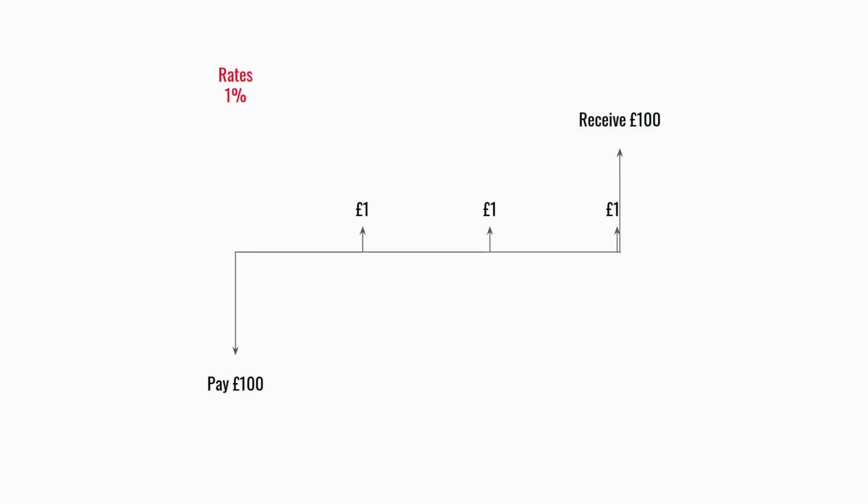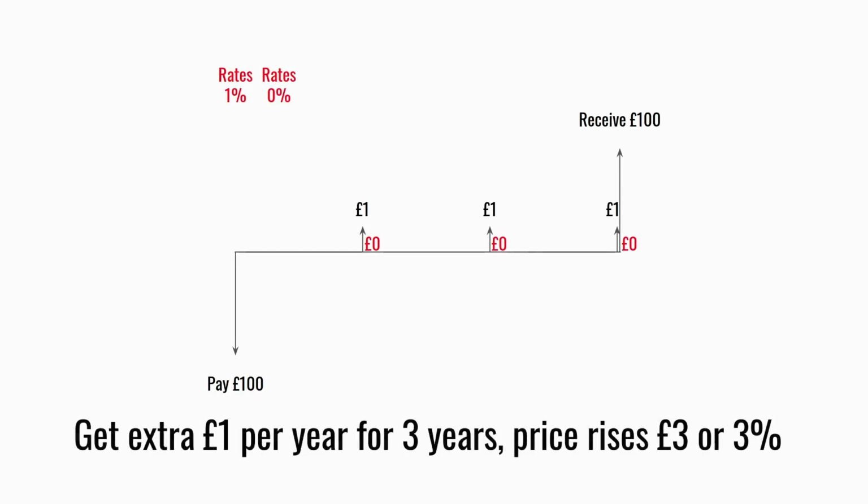So if instead of rising, interest rates had fallen to 0%, as they have in many developed market countries, then everybody else would be getting 0 coupon. And our bond suddenly looks very attractive because we're getting £1 when everyone else is getting nothing. And over the course of 3 years, we get £3. So the price of our bond would increase by £3 or 3%.